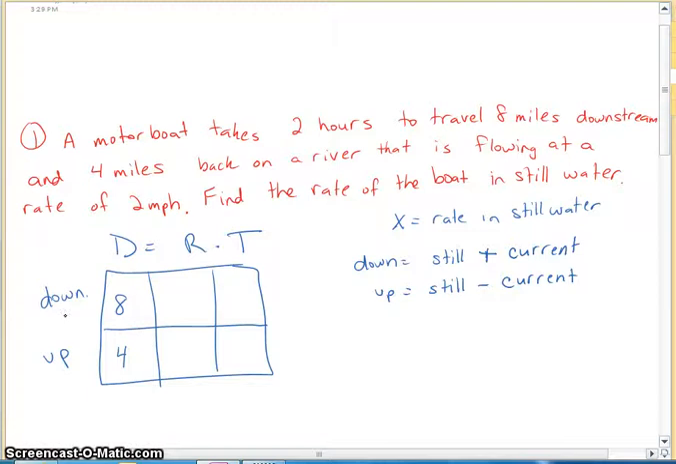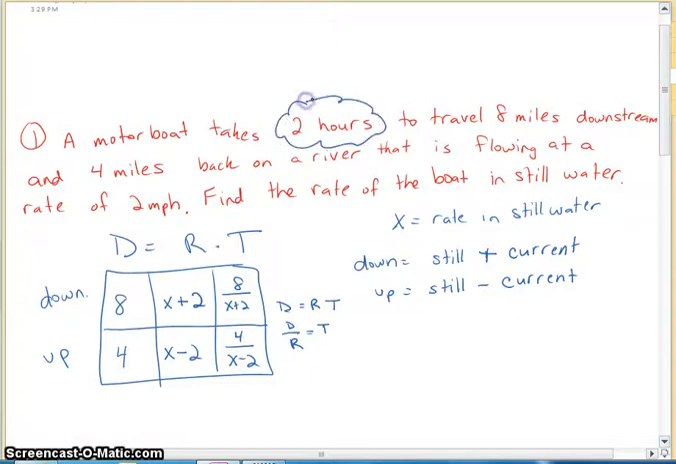Alright, so the rate downstream is still water plus the current, which in this case is 2 miles per hour. Upstream is x minus 2. Remember to find the time. Time is the distance divided by the rate. So in this case it would be 8 divided by x plus 2. Here would be 4 divided by x minus 2.